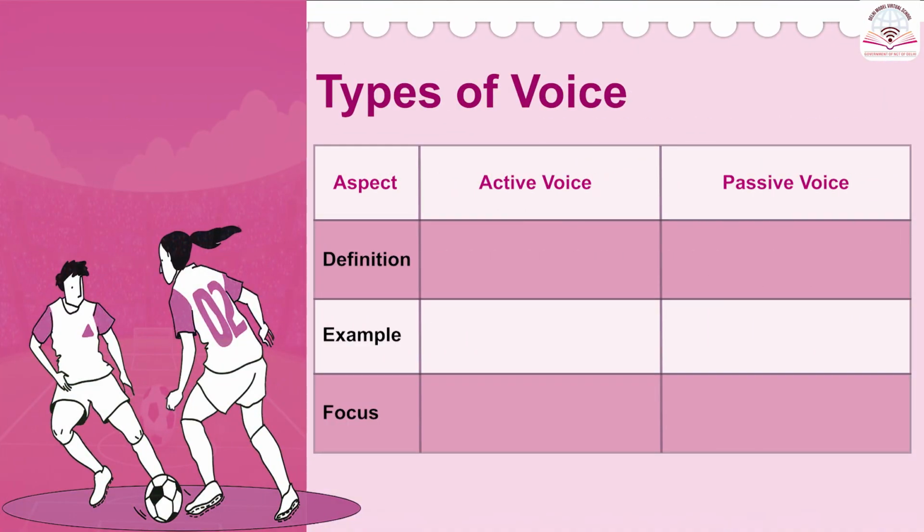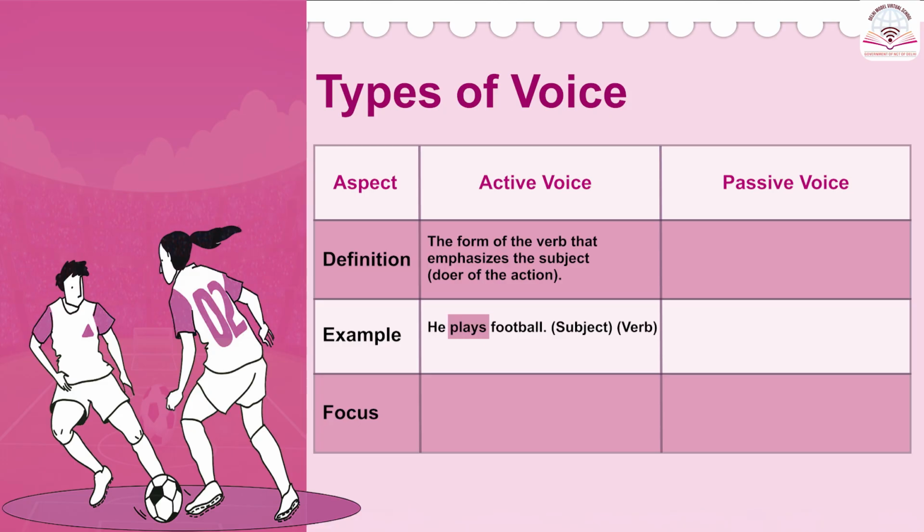So, let us talk about active voice first. The active voice is that form of the verb that emphasizes the subject. For example, he plays football. Here, the subject is he, and he is also the doer of the verb, that is play. It focuses on the subject and the action being performed.